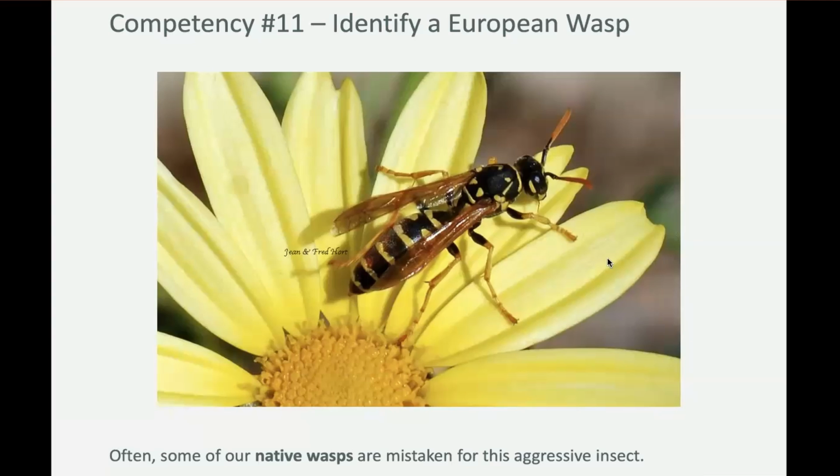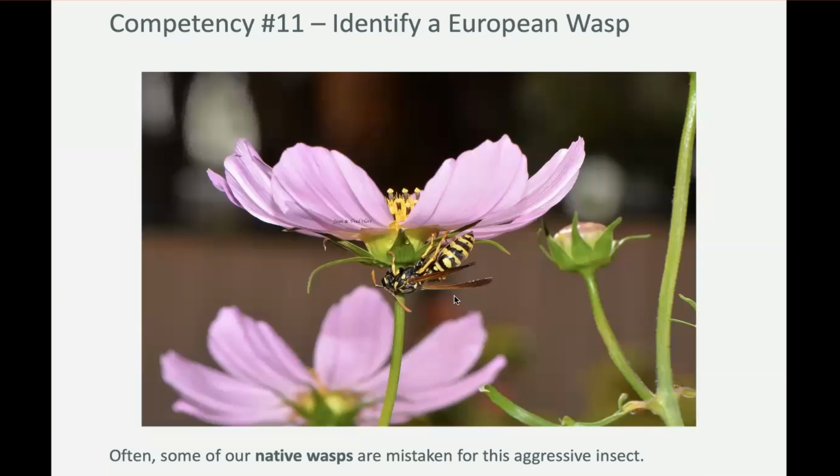And those legs aren't all fully yellow. And it's as much black as it is yellow. Here we've got another one. Yes, yellow legs like a European wasp, but those antennae, they're yellow as well. European wasps have black antennae and as much yellow as black on that abdomen.